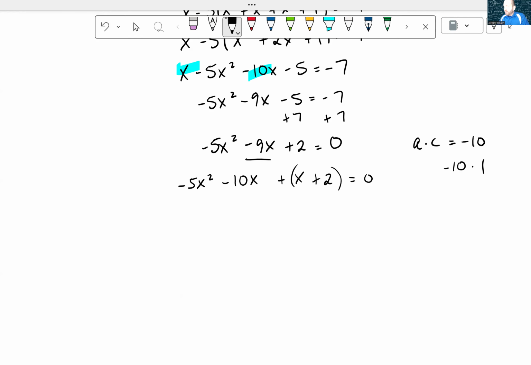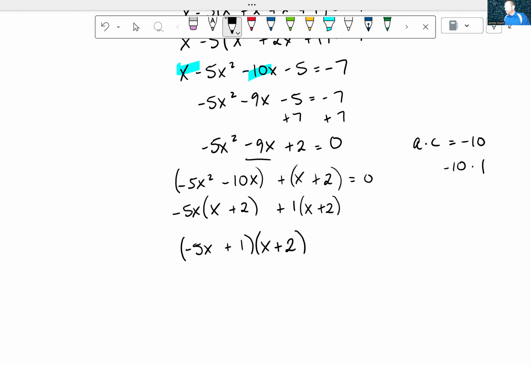And we're going to factor by grouping. This should be review. We're going to take out a 5x, and we have x plus 2. That x plus 2 goes there, and we're just going to put a 1 there. It's times 1. Okay, now we have this factored. We're going to set each of the factor pairs equal to 0 to get our answers for x.